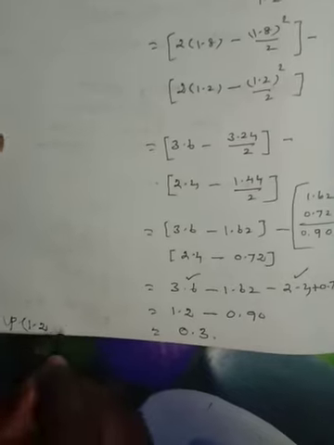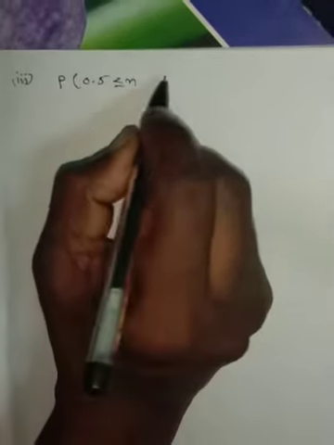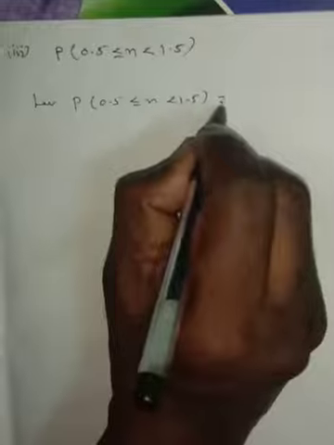1.2 less than x less than 1.8. Probability of 0.5 less than or equal to x less than 1.5 is equal to the integral.